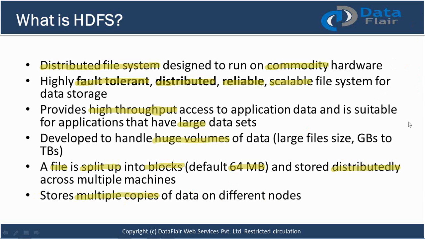Okay, GFS, Google File System. Yes, it is also distributed, but that is not a general purpose file system. HDFS is developed from the idea it has taken from GFS only. That is Google File System. No, FAT32 is not a distributed file system.